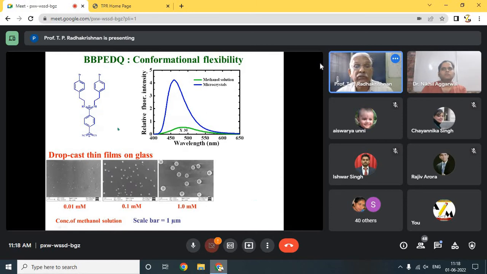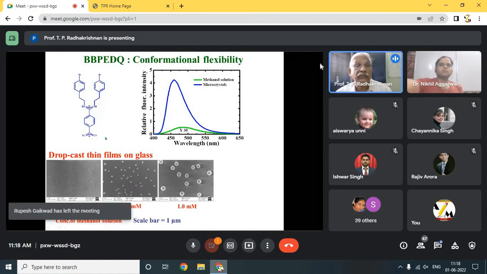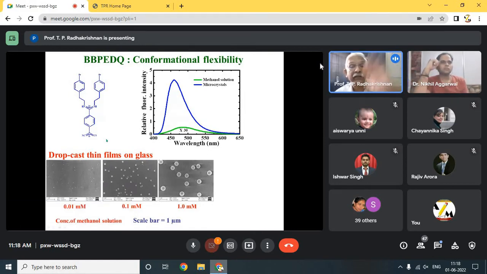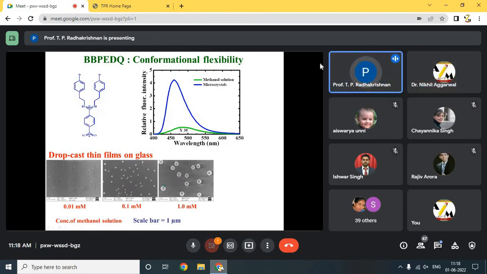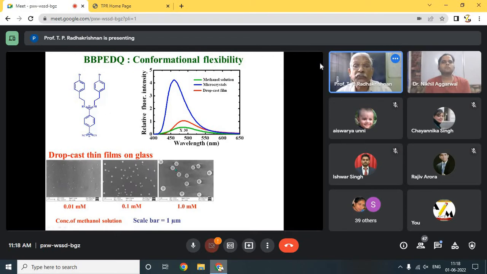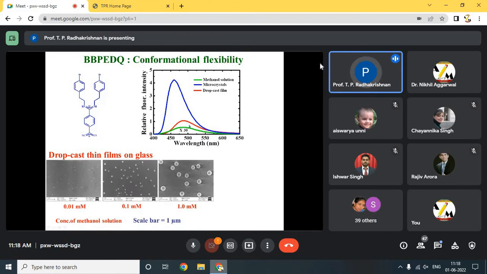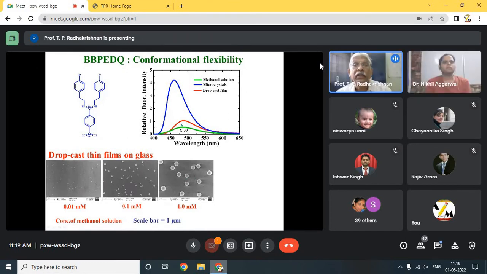And we let it slowly crystallize, you get beautiful crystals, you can do crystal structure. However, if you do what is called drop casting, that is, you take a dilute solution, put it on a glass plate, let it evaporate quickly without allowing it to crystallize in an organized way, you get these very spherical looking particles, which are microscopic. And if you look at its absorption, the absorption spectrum looks almost like a solution spectrum, even though these are solid films and very different from the crystal.